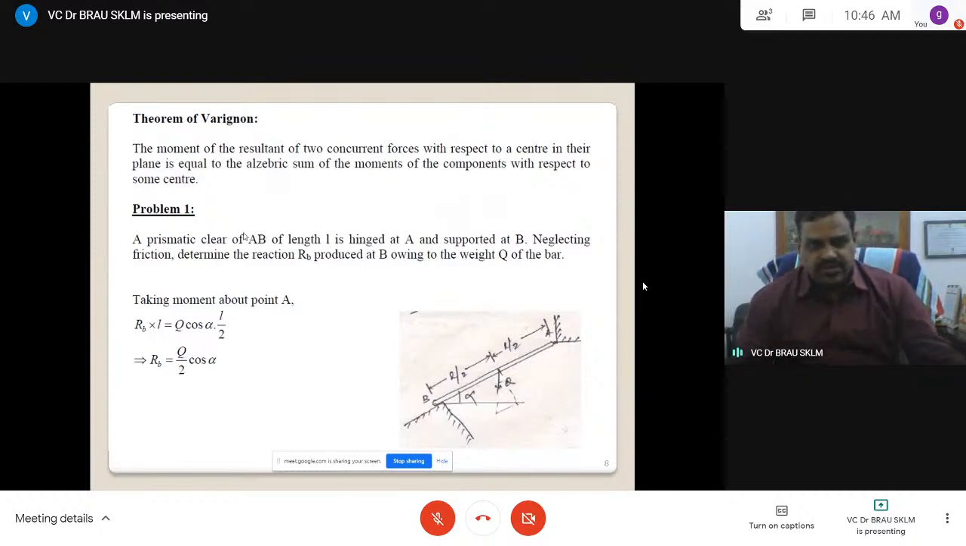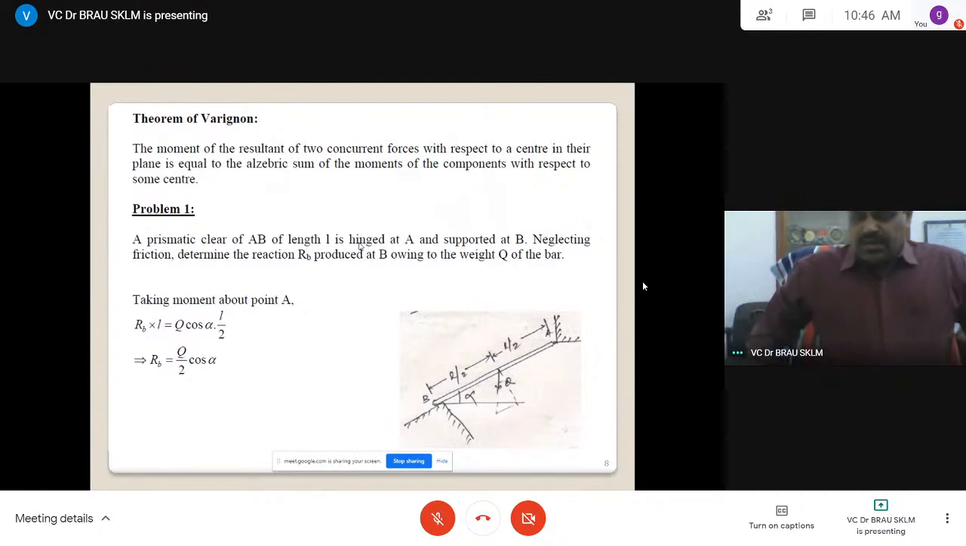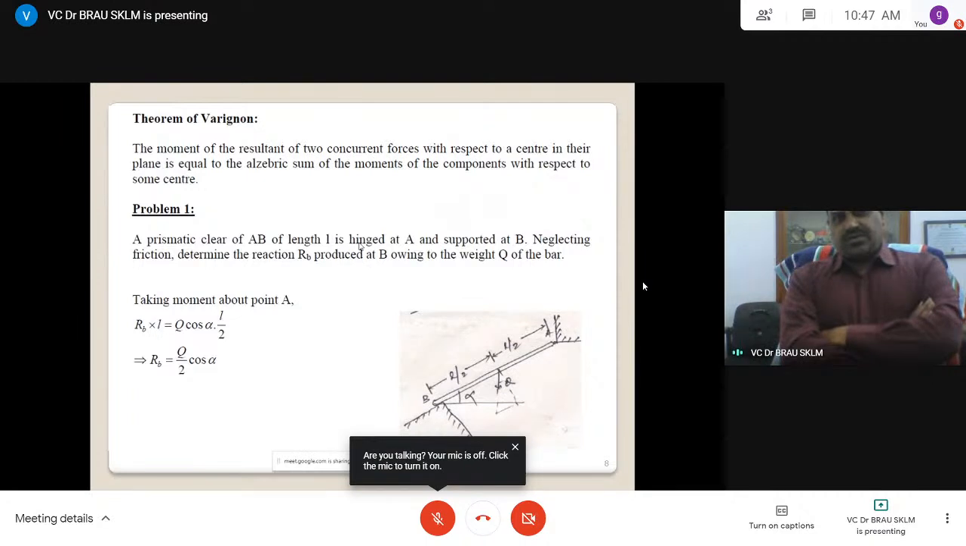Now let us consider, note down a problem. A prismatic bar AB of length L is hinged at A and supported at B. Neglecting friction, determine the reaction RB produced at B owing to the weight of the bar.